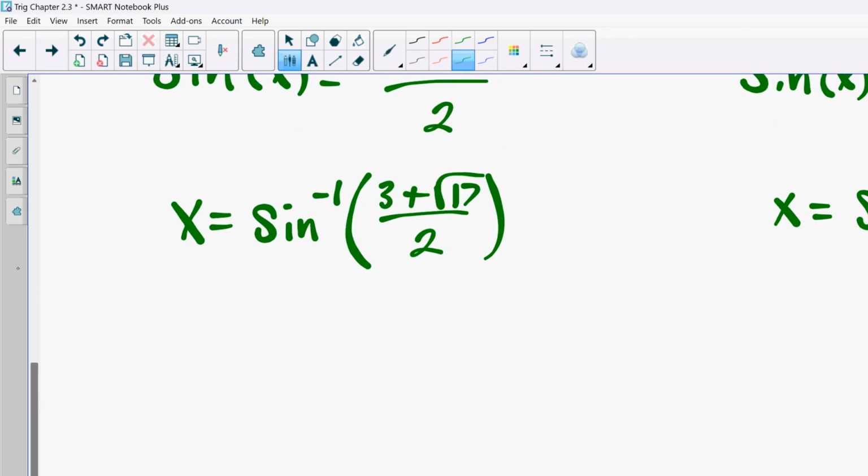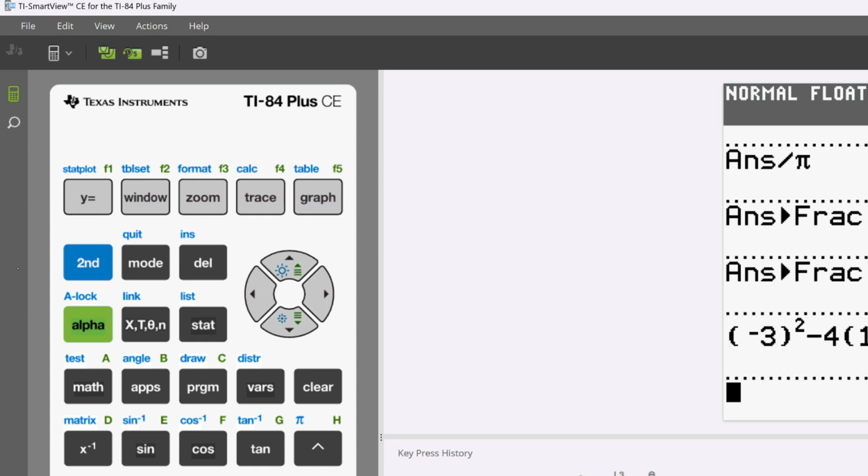Any questions on this so far? Now, unfortunately for these here, we're going to need to approximate the answer, approximate what theta, our angle, is going to be. What's nice for us is we can do these in the graphing calculator.